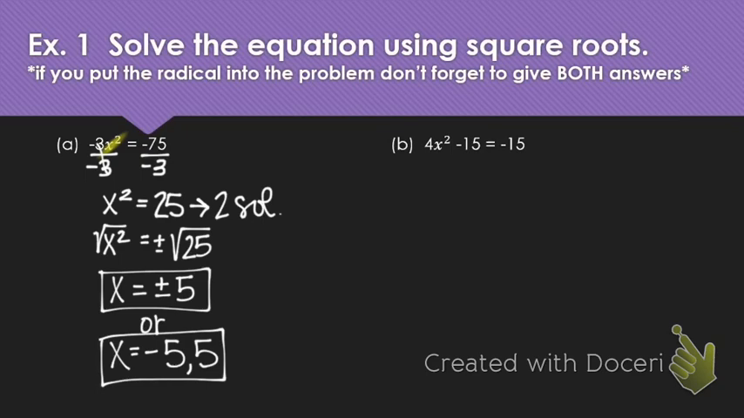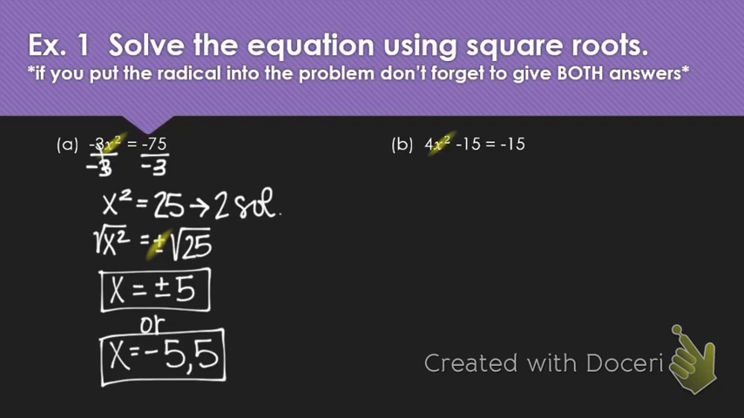But we only have 2 solutions because when we put the radical into the problem, we also put the plus or minus sign. So whatever you've got to do, if you need to highlight this right here, if you need to make yourself a note, whatever you need to do, do it. When you put the radical into the problem, you also put the plus or minus sign in front of your answer.